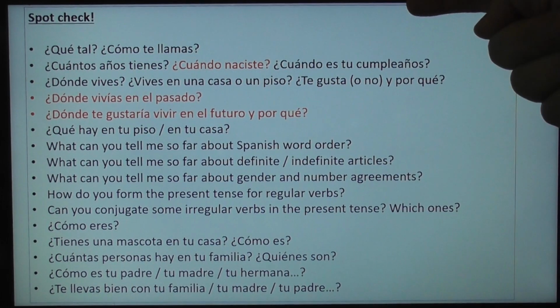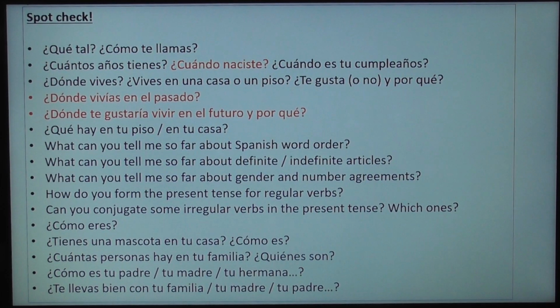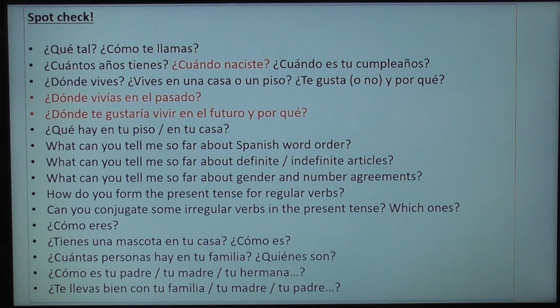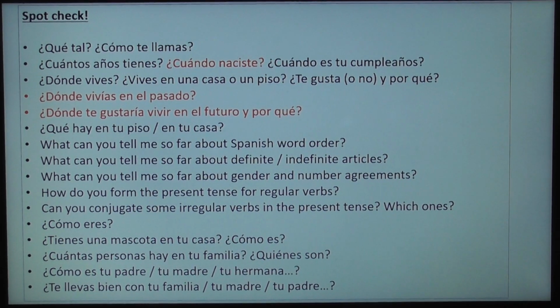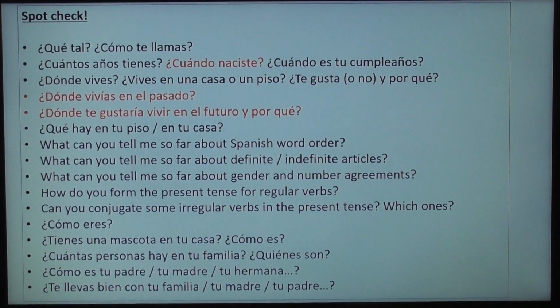Could you have a look through these questions and make sure you know what they mean and how to answer them? These are all the questions we have covered so far on the course. So if there's something you don't know, I'd recommend going back to that particular lesson and just recapping.